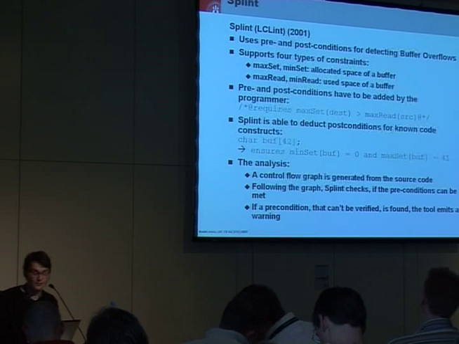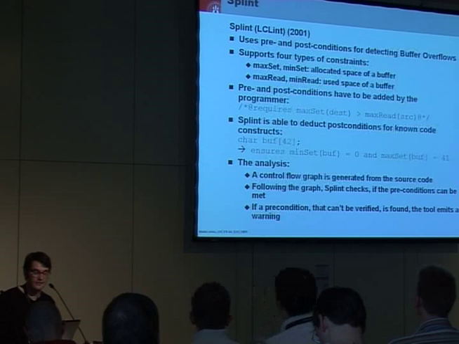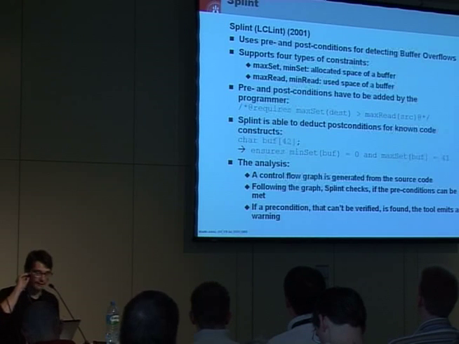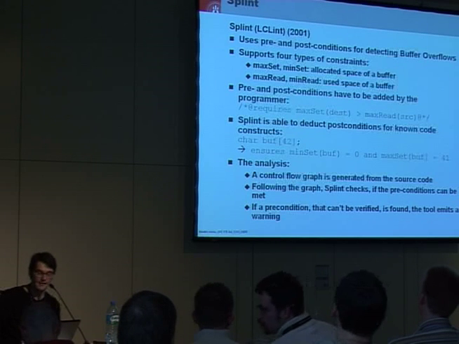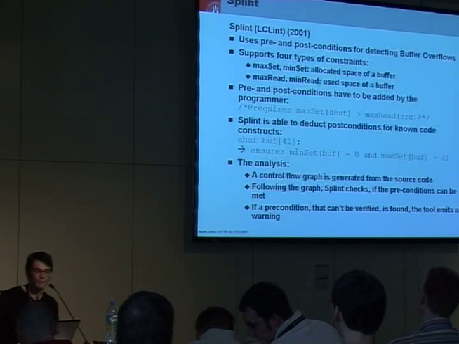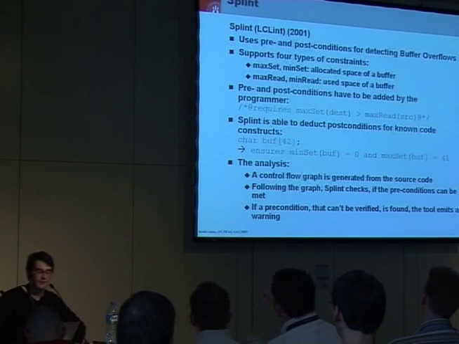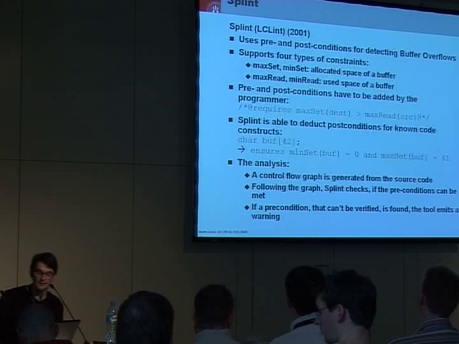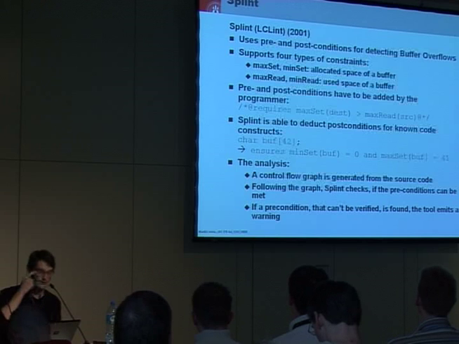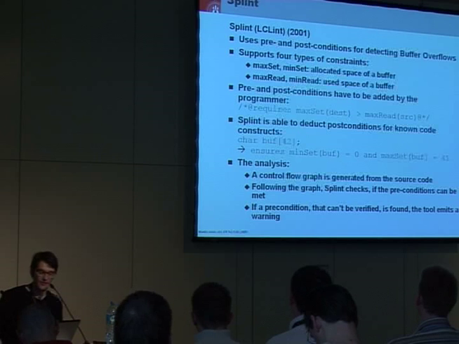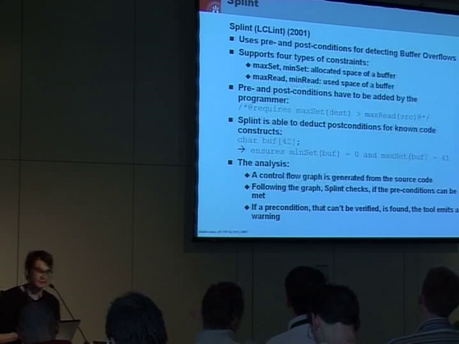It uses pre and post conditions for detecting buffer overflows, and it does this with the introduction of four constraints. They are quite similar to the ones we have seen with Boon. We have a max set and min set for every buffer, and a max read and min read for every buffer. Max set and min set are the amount of memory that is allocated for this buffer. Max read and min read are what we write into this buffer. So a precondition for our string copy would obviously be that the max set, the maximum size of the destination string, is bigger than the max read of the source string.